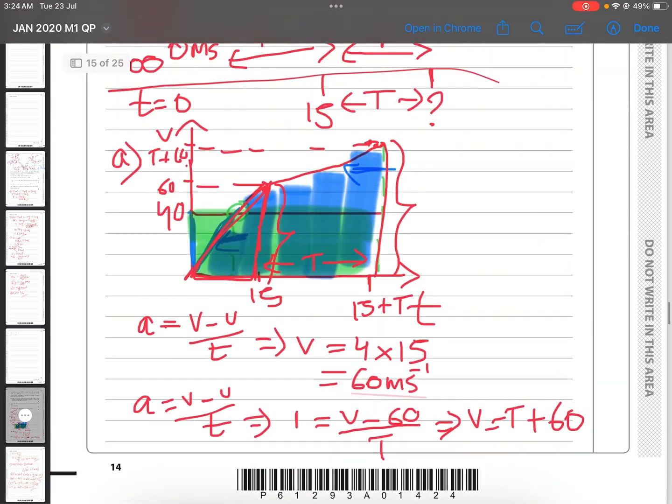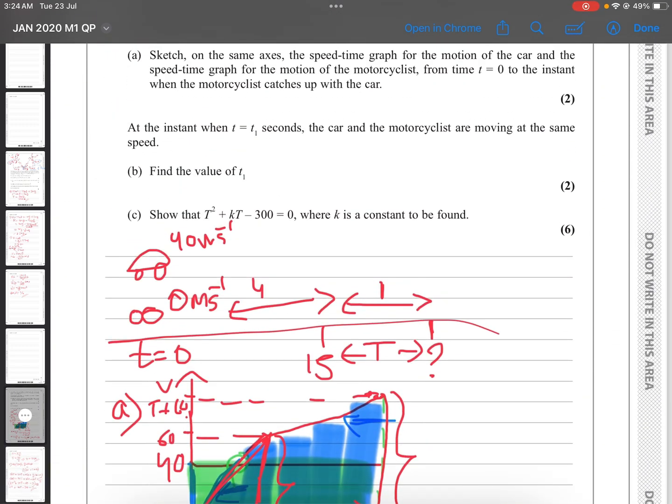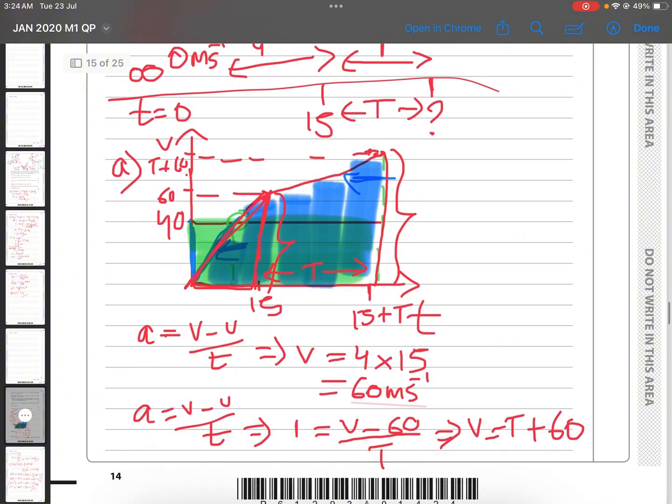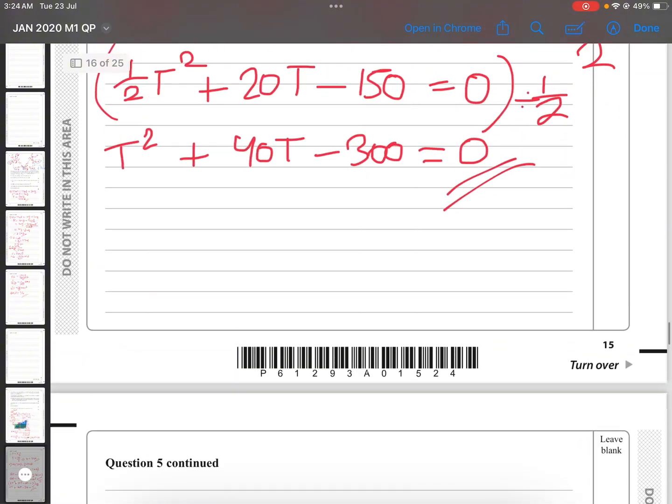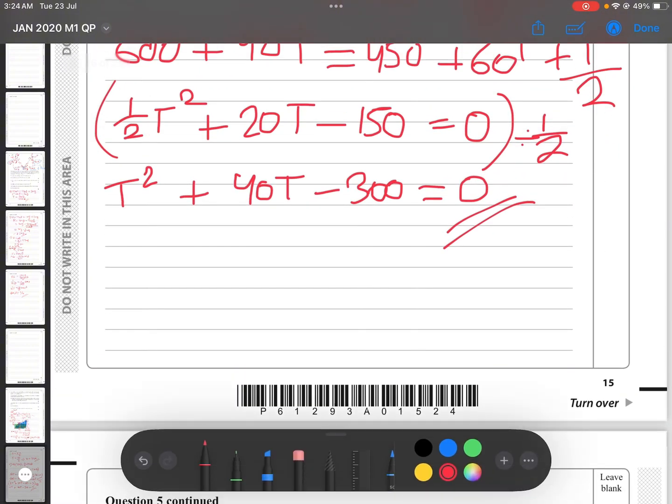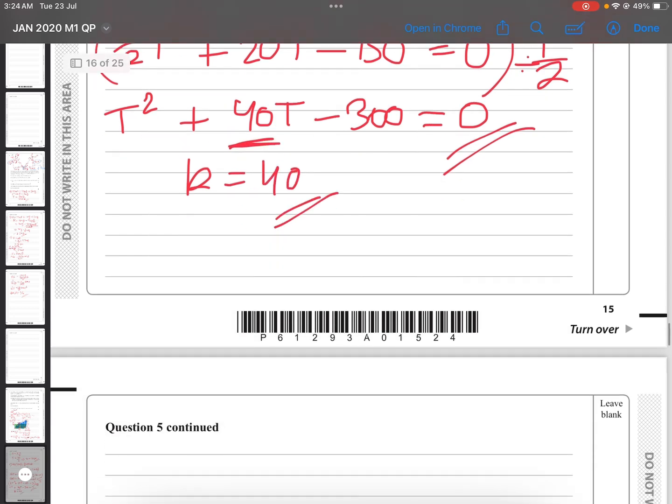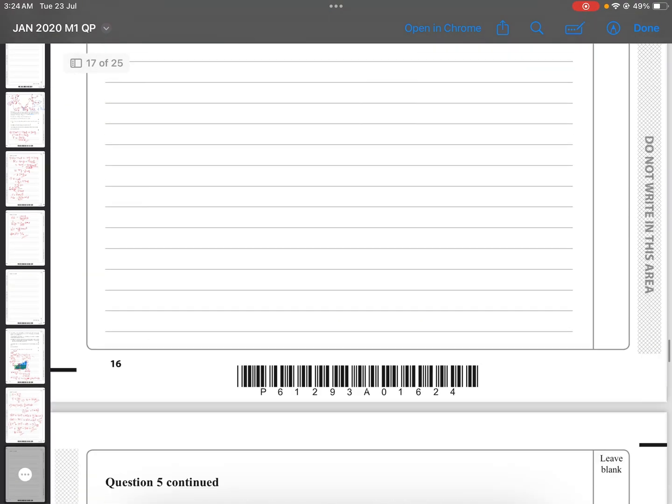C. And part C says that where k is a constant to be found, so here k is equals to 40, because this is the k value. Moving on to question 6.